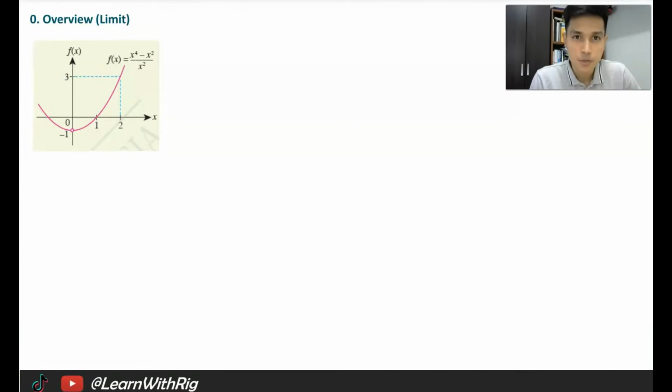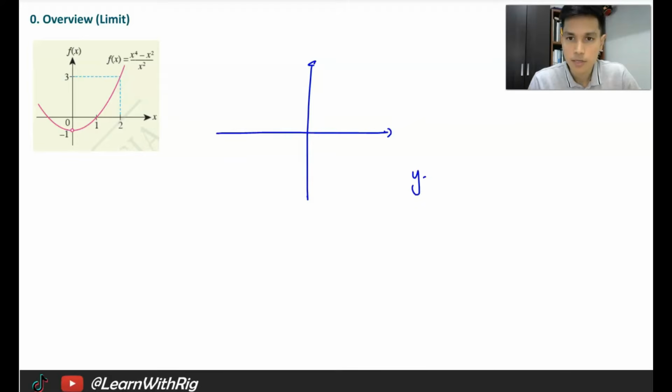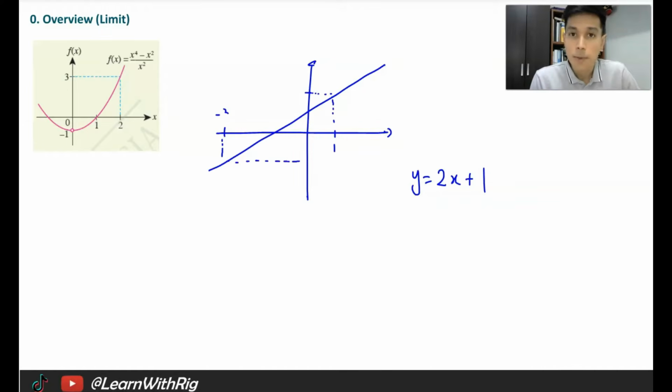So for limits, what do you have to know about limits? I'll give you an example. Let's say we have a straight line graph. Let's say the graph is y equals 2x plus 1. So you've got a straight line graph. Okay, if I ask you, what is the value of y when x equals 1? You can use the graph and find the y value, correct? If I ask what's the value of y when x equals -2, -2 is here, you can plot. Okay, but this is a usual straight line graph.